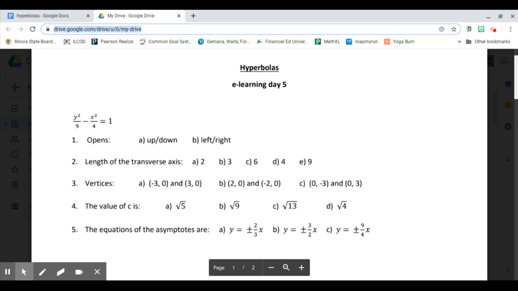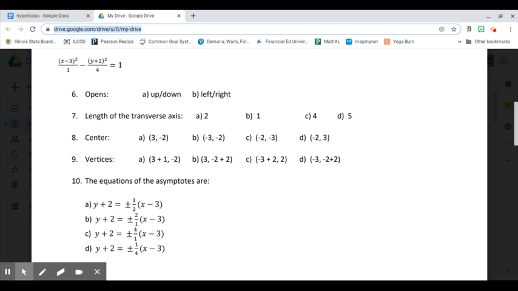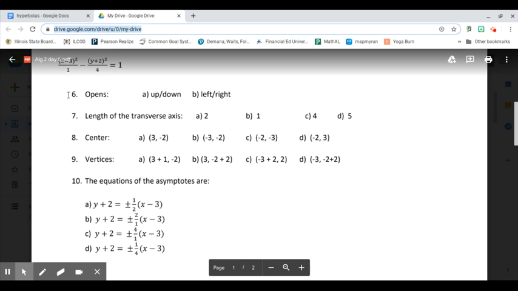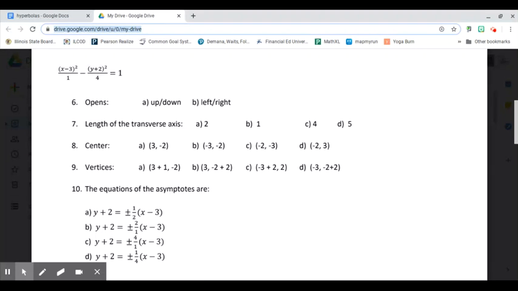All right, so how did you do on 1 through 5? Why don't you go ahead and try numbers 6 to 10, more multiple choice questions. I'm going to give you a second to look at the equation: (x minus 3) squared over 1 minus (y plus 2) squared over 4 equals 1. Take a look at 6, 7, 8, 9, and 10, and I'm going to give you about 2 minutes to answer those 5.